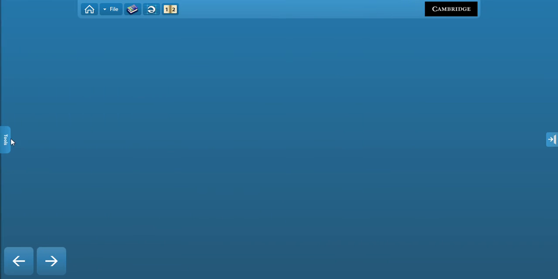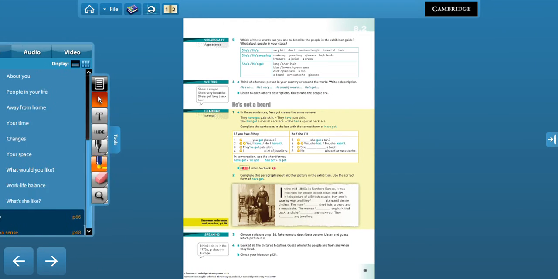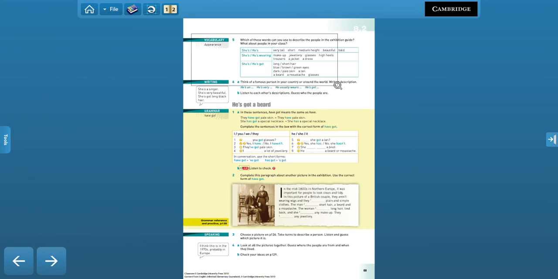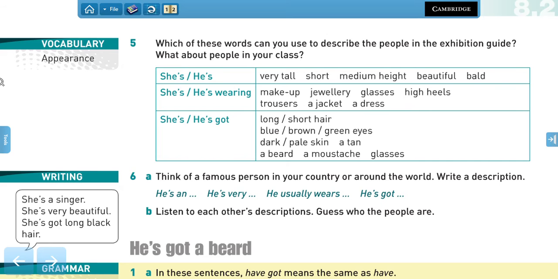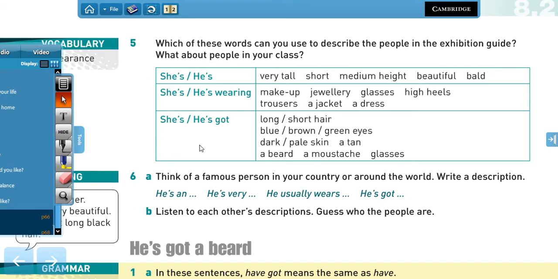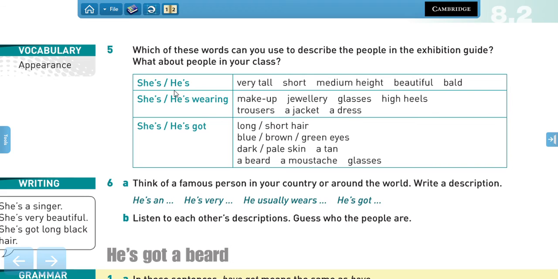Now, let's continue. So here we have vocabulary about appearance. And here we have three different ways that one can use to describe someone's appearance, three different expressions that are often used.